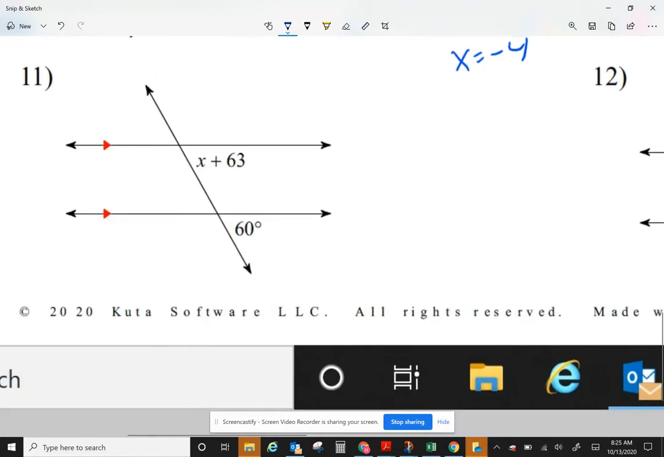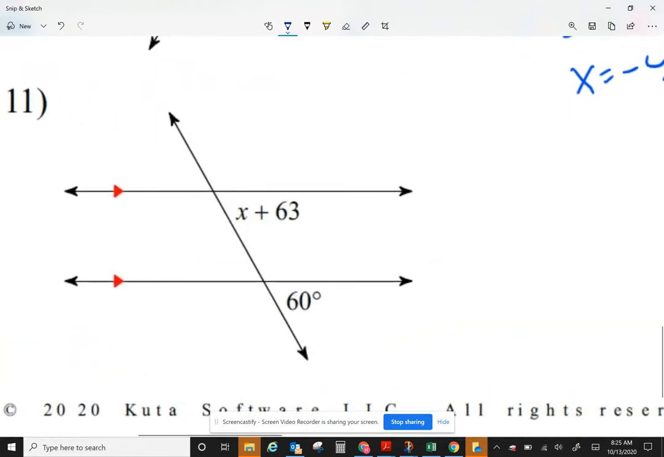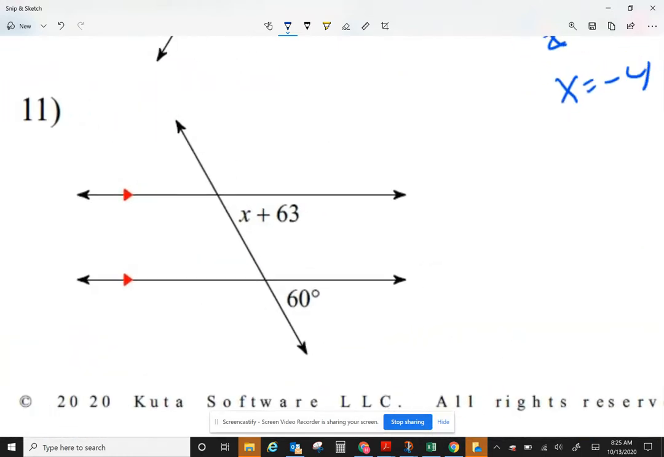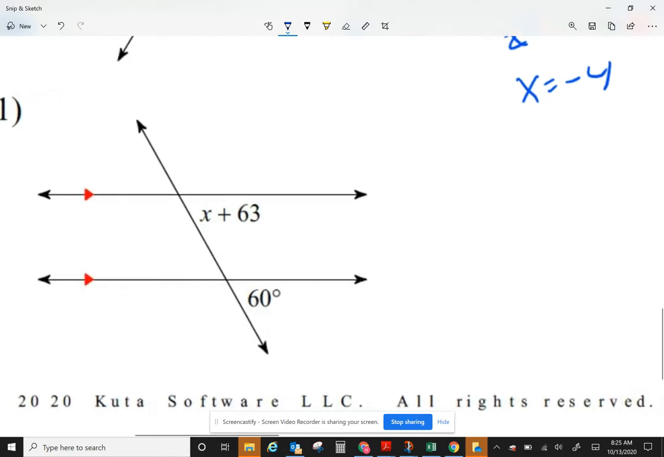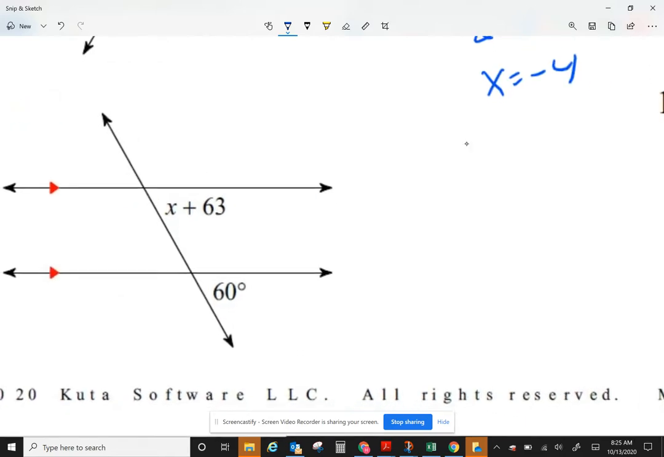Looking at question number 11, here I have an example of corresponding. So for corresponding angles, I let them equal each other. So x plus 63 is equal to 60. Let me separate my sides to the equal sign. The plus 63, I'm going to move it over as a minus 63. So I get that x is equal to negative 3. So x equals negative 3. Once again, on the homework, just type in negative 3.